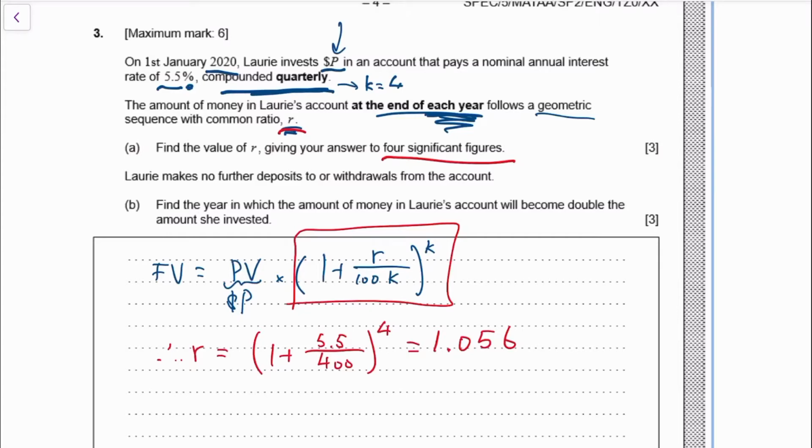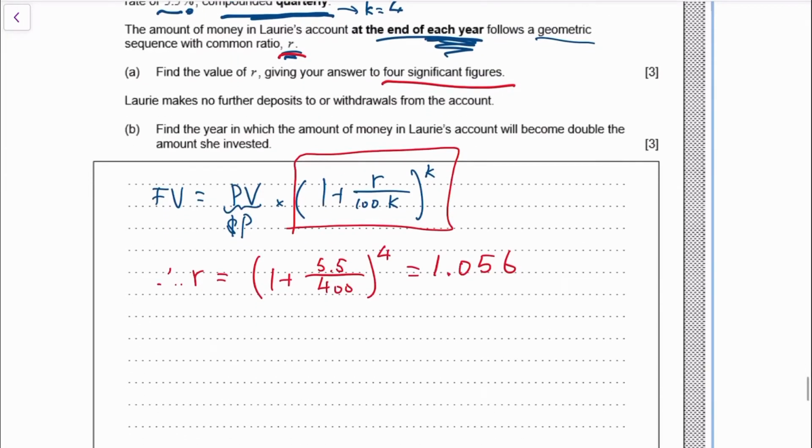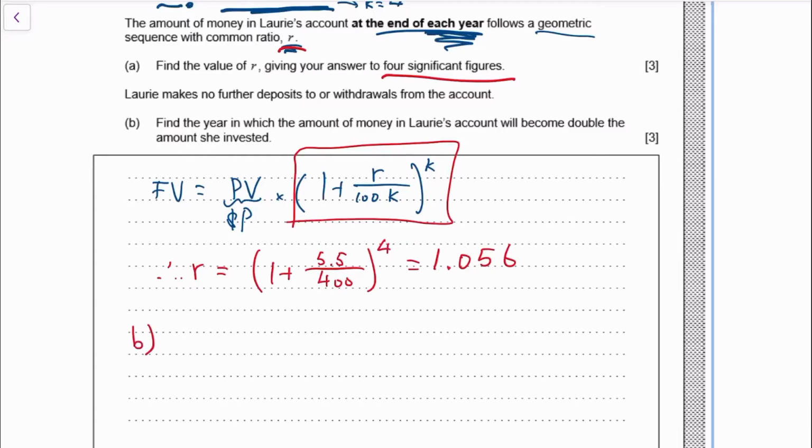So Laura makes no further deposit or withdrawal. Find the year where the money doubled. So doubled. The present value was P. Double means the future value becomes 2 times P. That's double, right? So it's 2P equal to P times (1 plus 5.5 over 400) to the power 4n. N is the number of years, so that's the year.